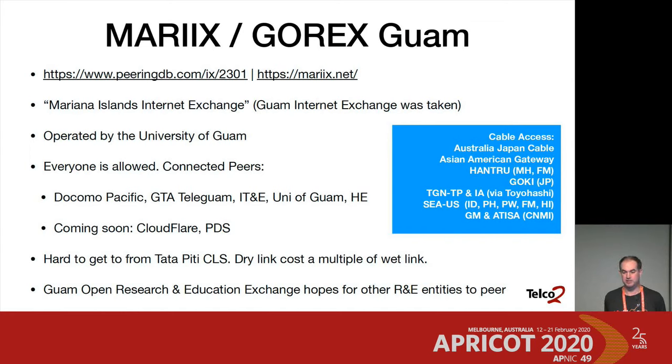Thank you to the content distribution networks, in this case Cloudflare. Cloudflare's offer of a cache convinced the incumbents to connect and peer at the IX. So Docomo Pacific, Guam Telephone Authority, and IT&E are connected and peered. I'm told that PDS is now connected and peered. So that's 4 of 5 of Guam's telcos. The only one missing is a small cellular operator that really just focuses on SIM cards for Japanese and Korean tourists. So most of the access networks are now peered.